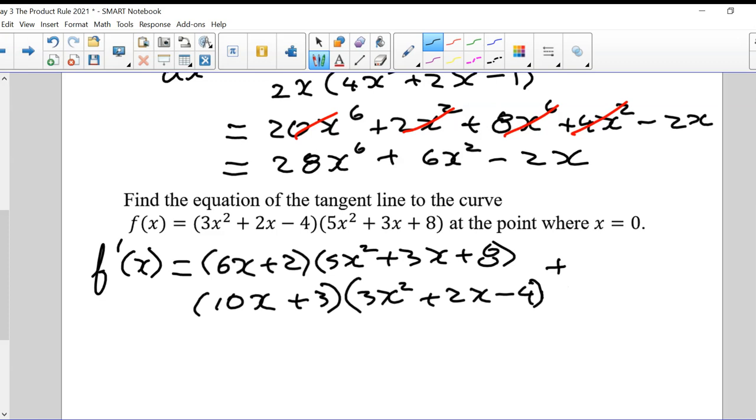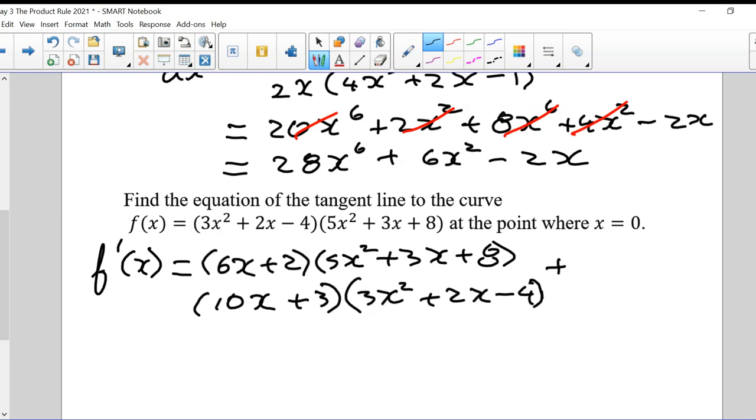Let me just go over that again. I'm trying to make sure I didn't make any mistakes. Derive the first function, the 3x squared plus 2x minus 4, that'll be 6x plus 2. The second function is not going to change, 5x squared plus 3x plus 8, that's still there. Then I reverse that. The second function derived, which is 10x plus 3, times the first function underived.